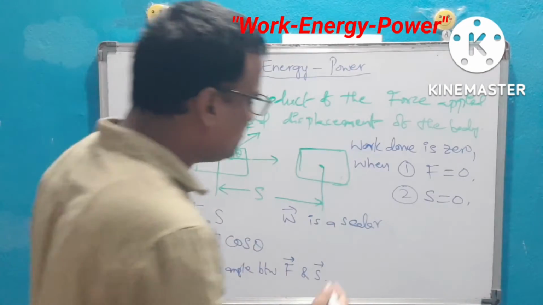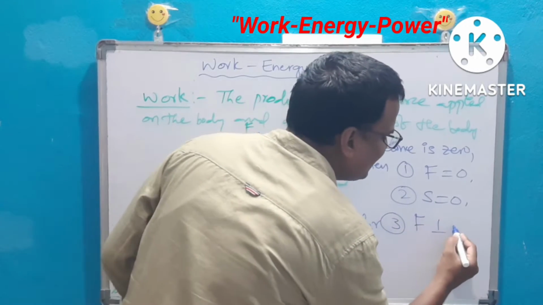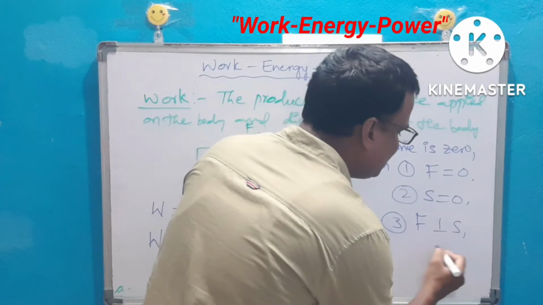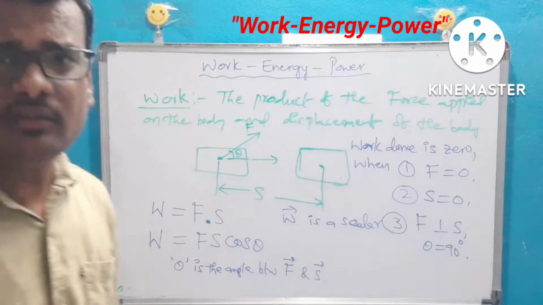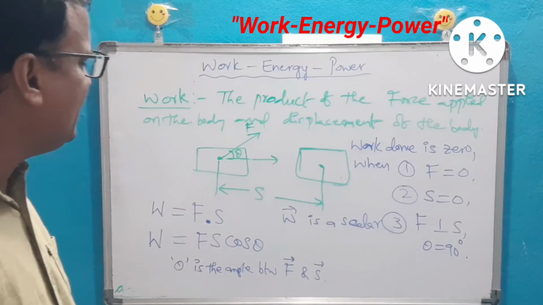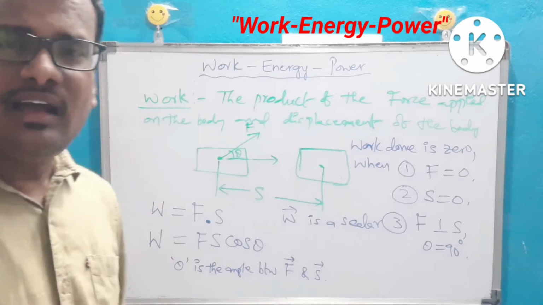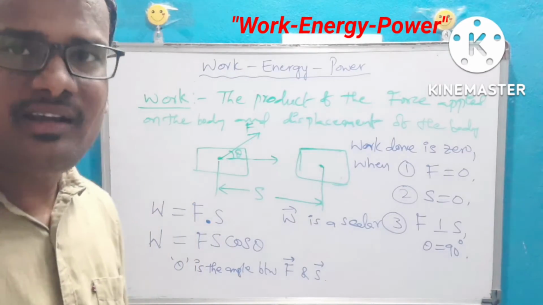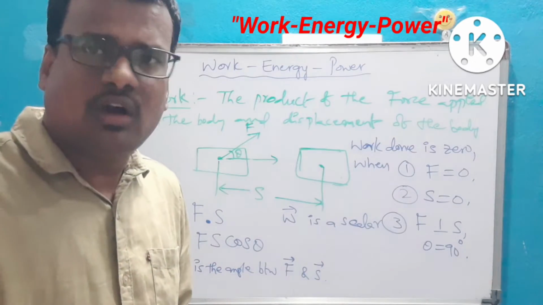Okay, so in the third case, F and S are perpendicular to each other. So that means theta equals 90 degrees. Whenever the force applied on the body and the displacement of the body are both perpendicular to each other, that means that one is not possible.